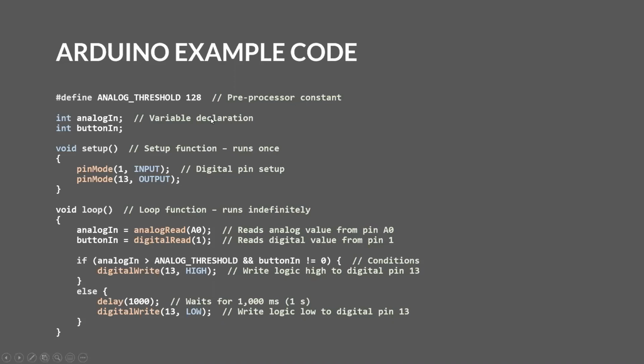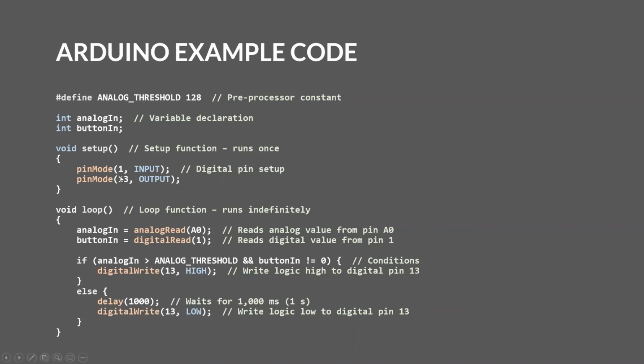Then we go to the first of our Arduino specific functions. In this case, we've got one called setup. And setup is a function that you need to have in your Arduino code. And as the name suggests, it is responsible for setting things up. It runs once when you power the device on, and it also runs every time you reset the device.